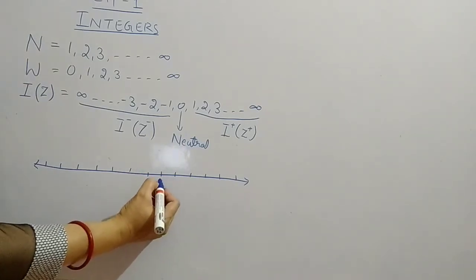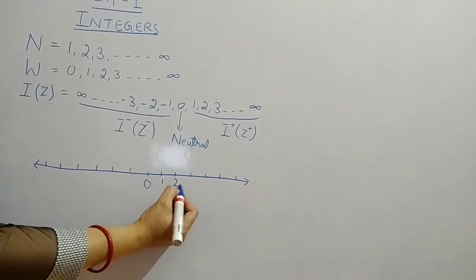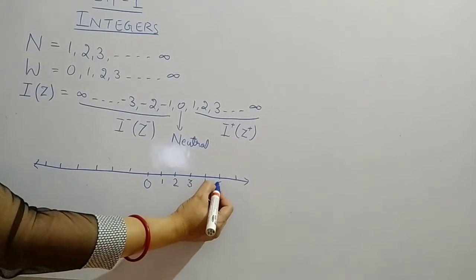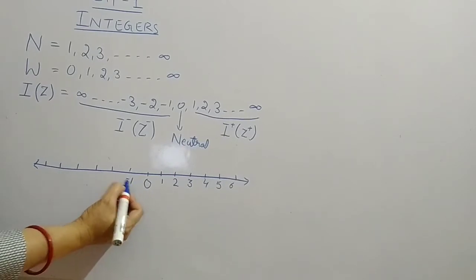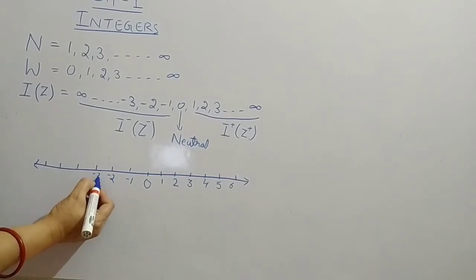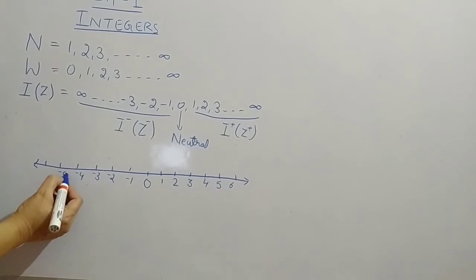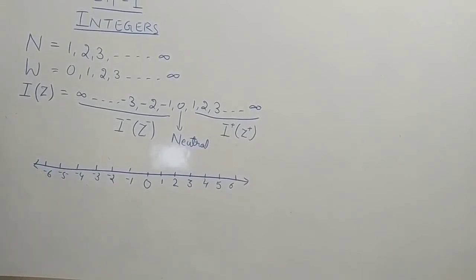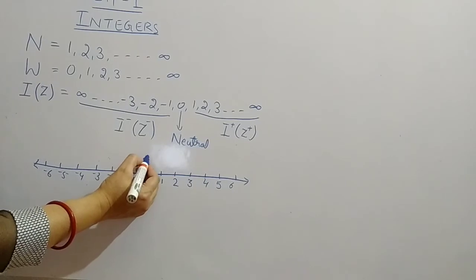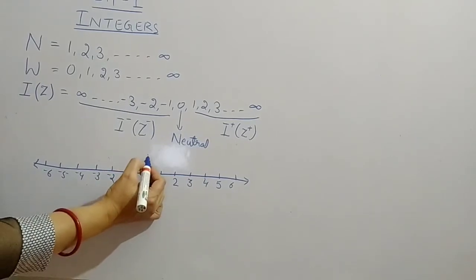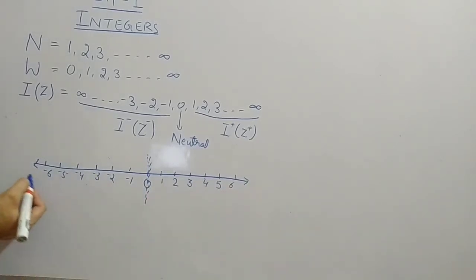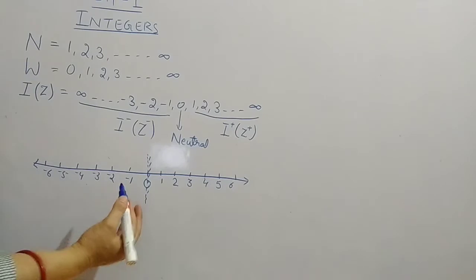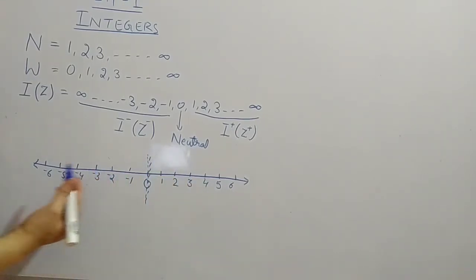So on the right side of 0, positive integers 1, 2, 3, 4, 5, 6 and so on. On the left side, negative integers -1, -2, -3, -4, -5, -6 and so on. Here 0 will work like a mirror. So that side 1, 2, 3, 4, this side also 1, 2, 3, 4. Only the symbols differ. The right side of 0 has positive integers and the left side of 0 has negative integers.